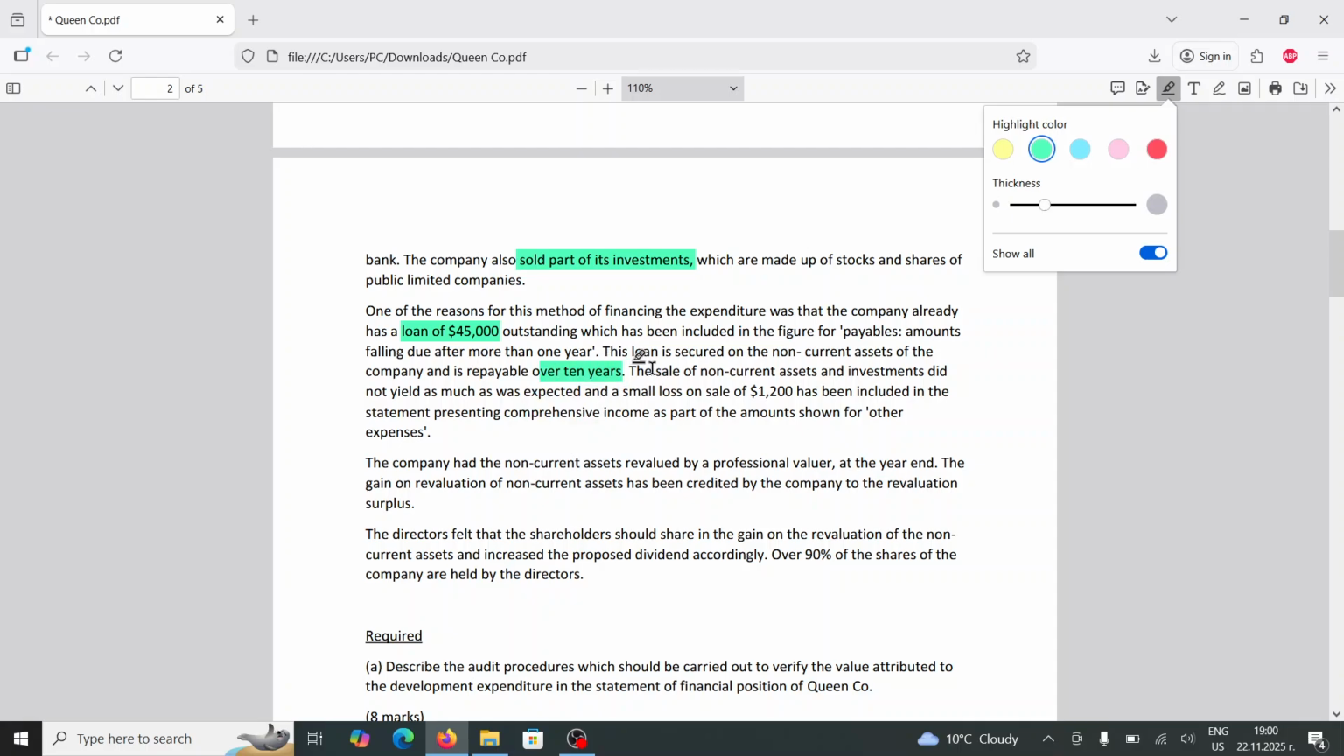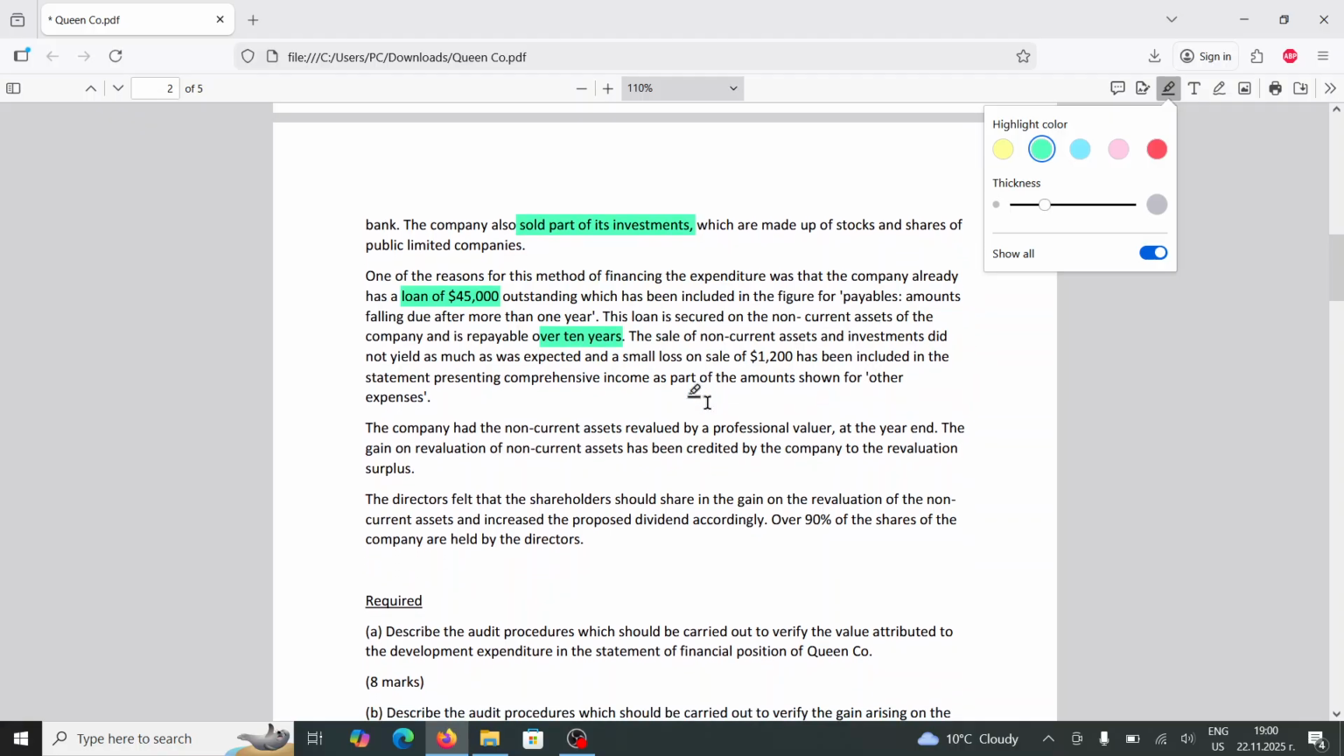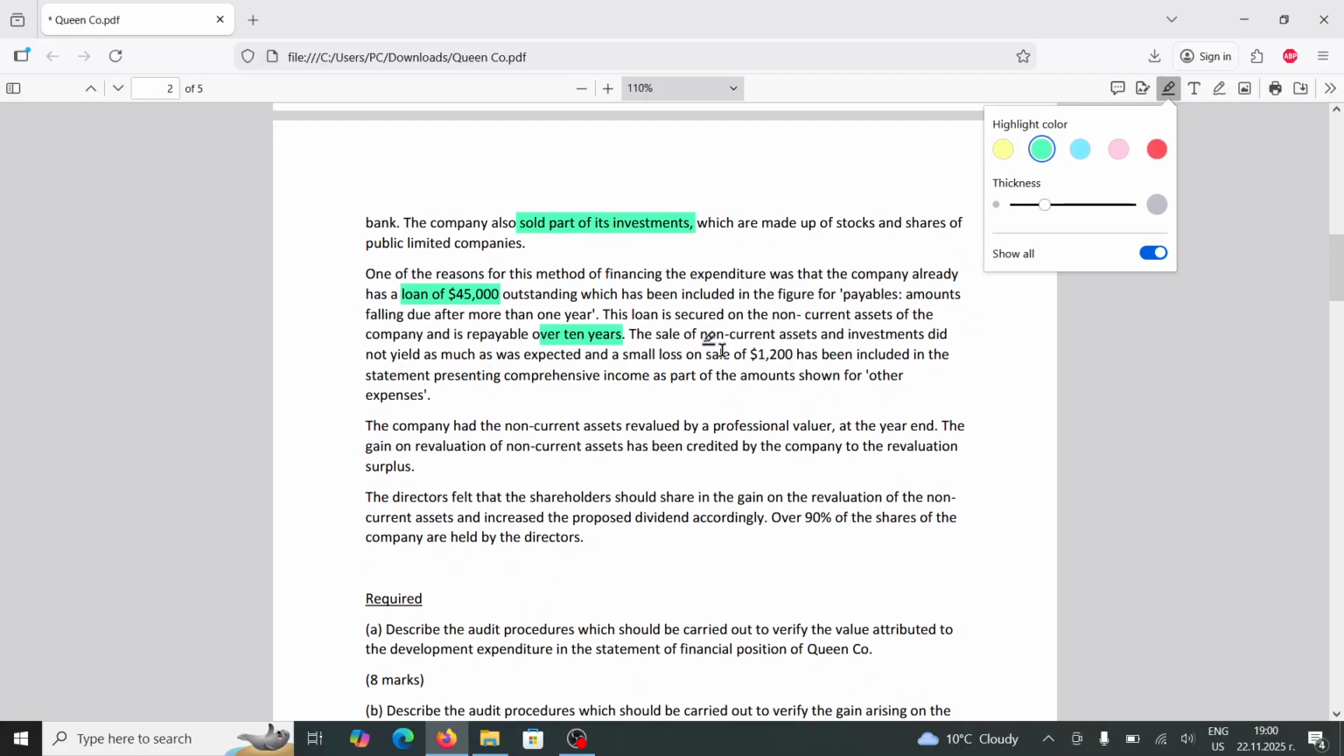Okay, highlighting this. The sale of non-current assets and investments did not yield as much as what was expected, and a small loss on sale of 1,200 has been included in the statement of comprehensive income as part of the amount shown for other expenses.